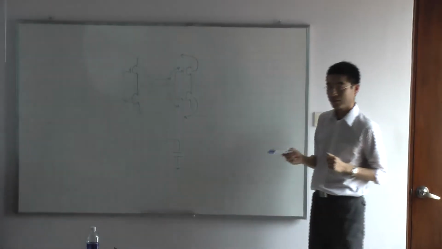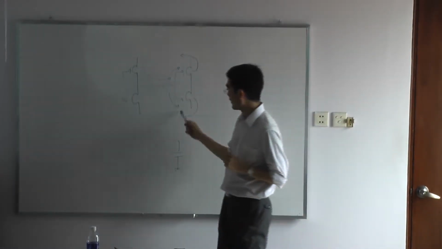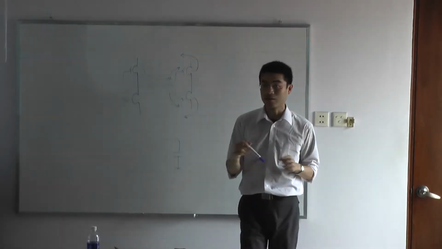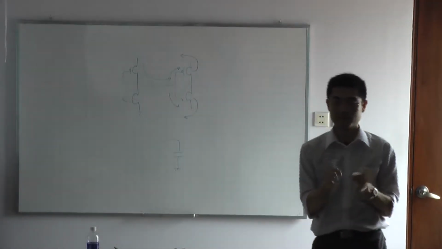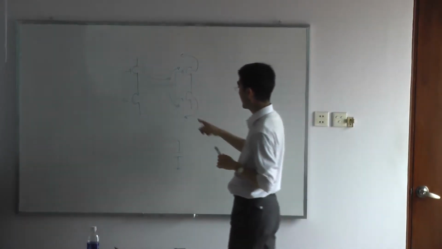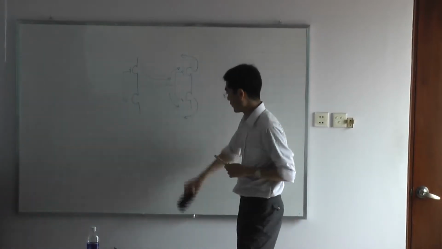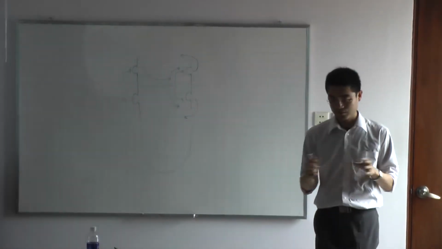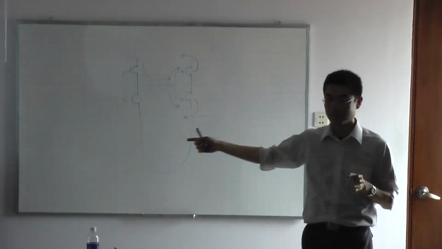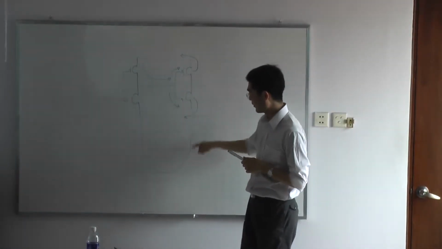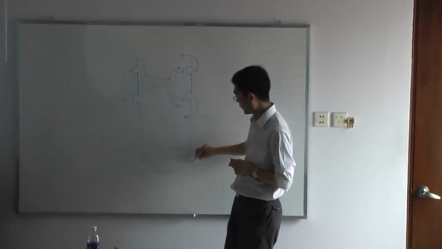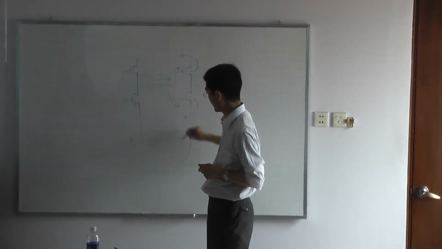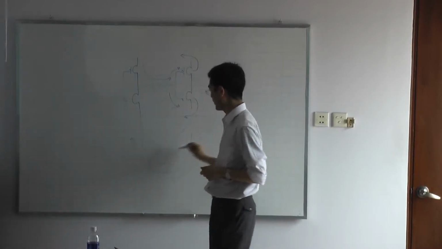And return path 3. Usually the signal line and the ground line are located very close. But in this kind of case, the ground line is located very far. In this case, the ground line is far, so the return path goes this way. There is a current loop here, so this is the current loop area.